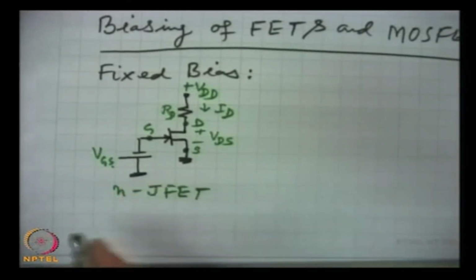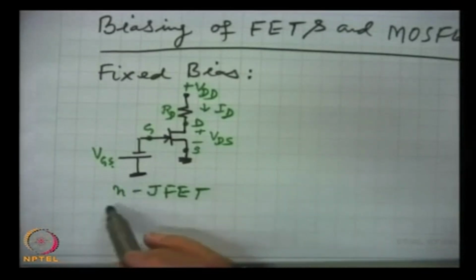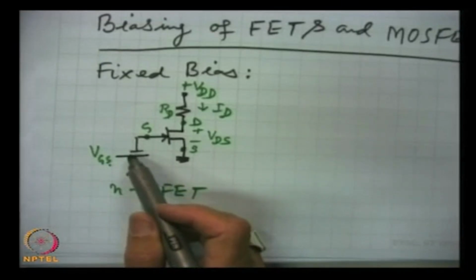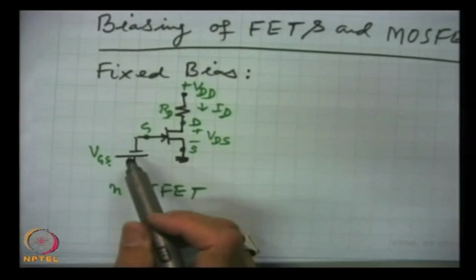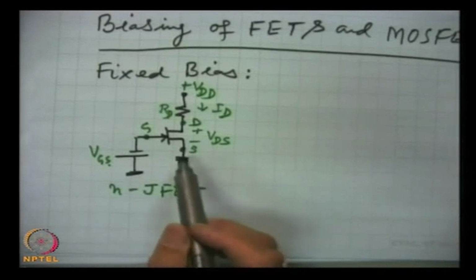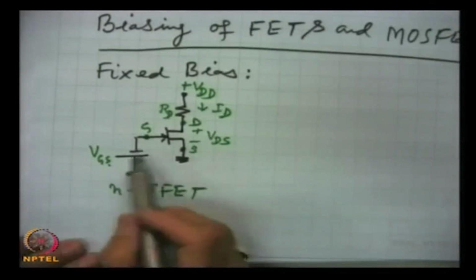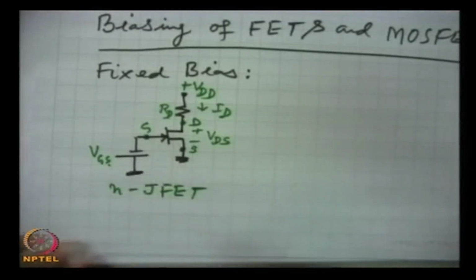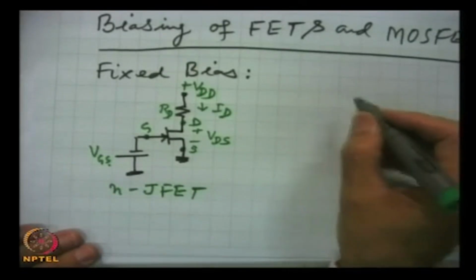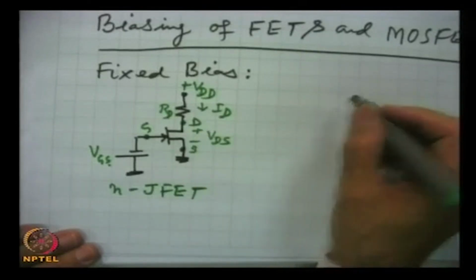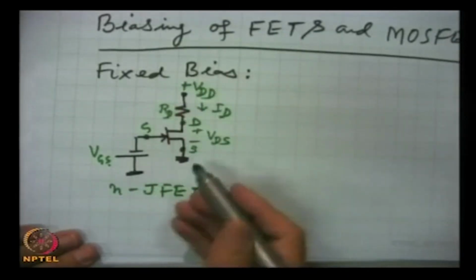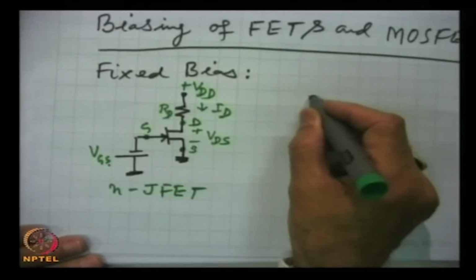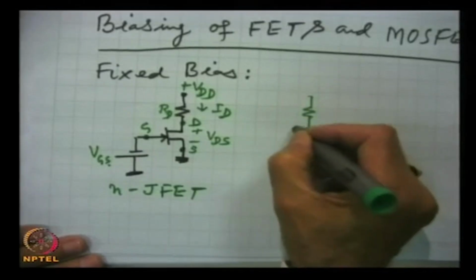We will remember that for N type JFET the gate has to be negatively biased. It should have a negative potential with respect to source. So, this battery supplies VGS, and we can draw this plot. There is no reason to elaborate it, this we have talked. For example, this plot can be shown to be like this.